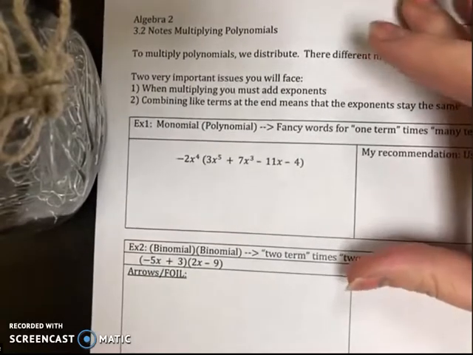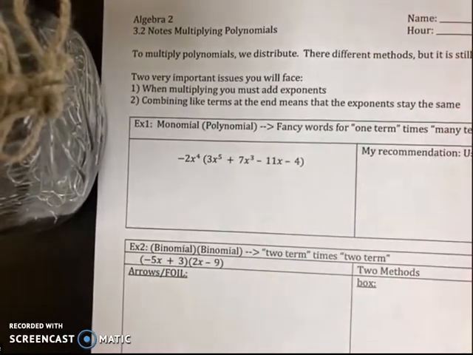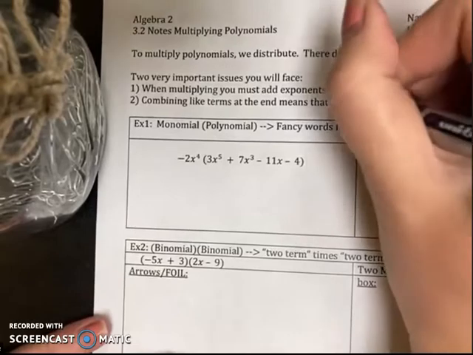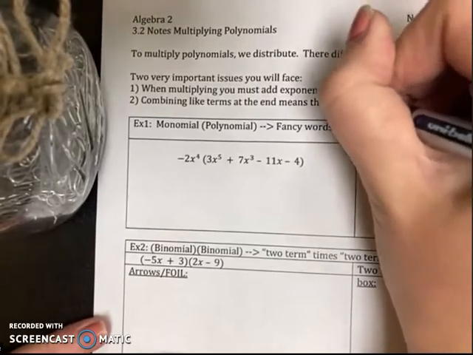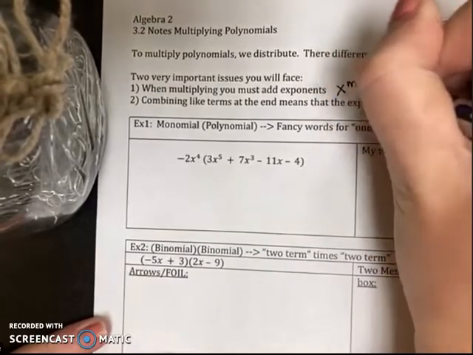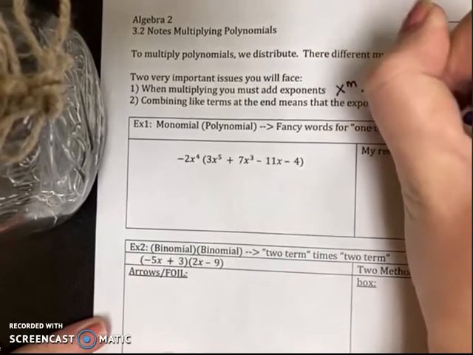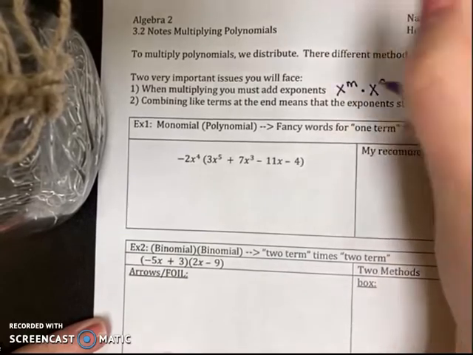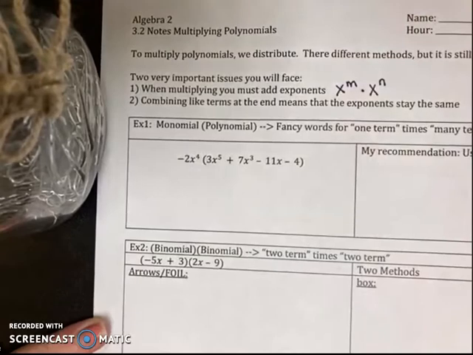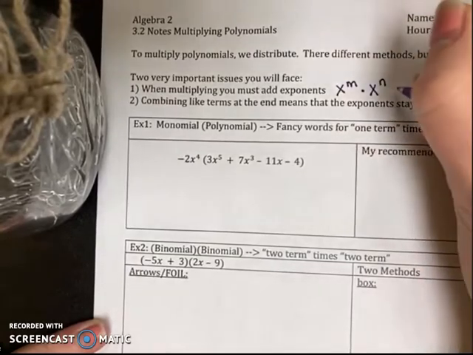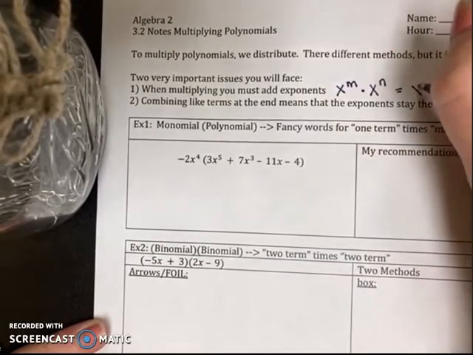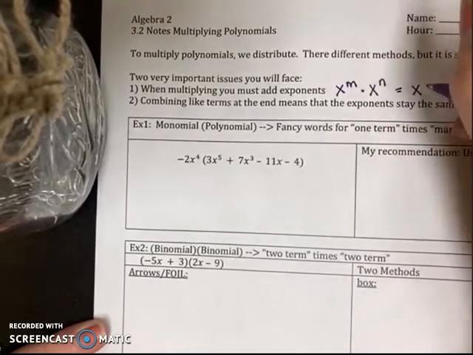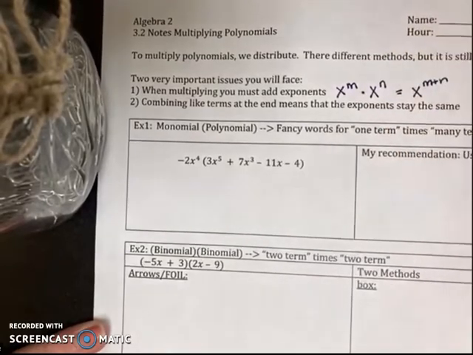And there's two very important issues you will face when you're multiplying polynomials. The first thing is when you're multiplying, you must add the exponents. A property of exponents looks like this. If I have x to some power times x to some other power, as long as we have the same base, so both of them are the same variable, then we can add the exponents, so m plus n.